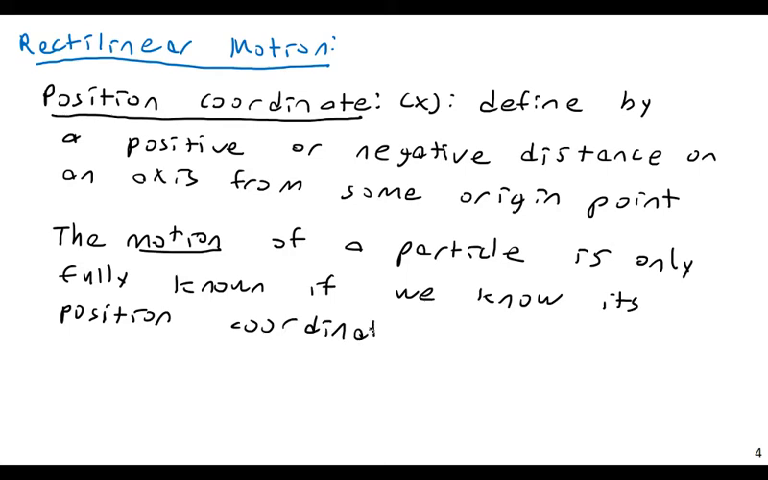If we have a function that fully describes its motion, then we should be able to feed a time value into that equation and exactly predict its location, if we know its position coordinate for every time t. And this is not necessarily a given. There are many systems that we may work with where we do not fully understand the motion.